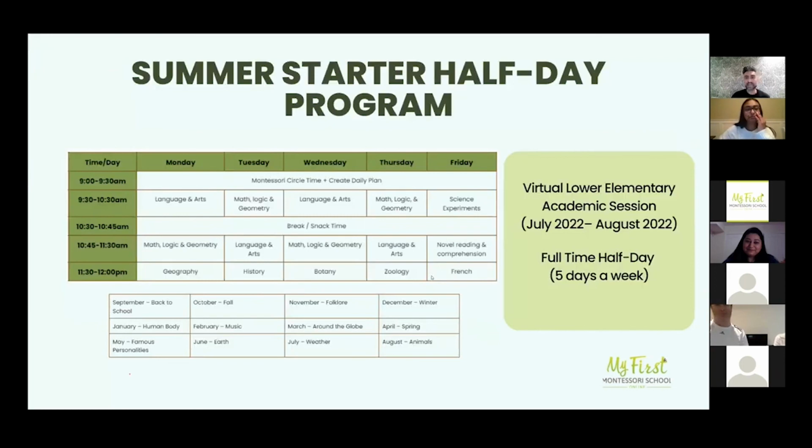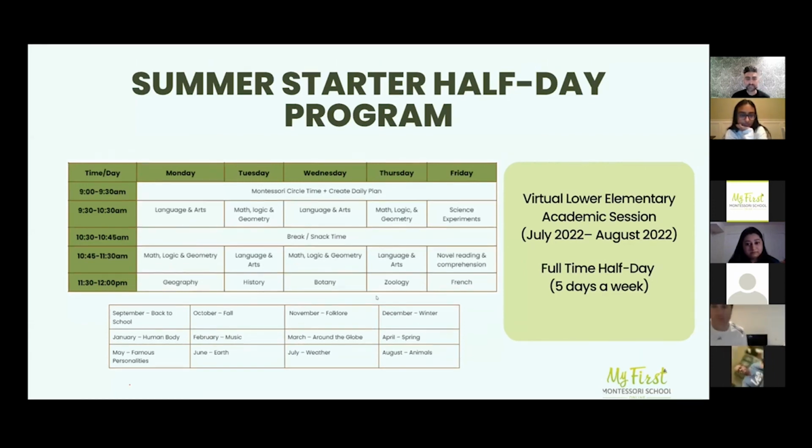So in terms of the scheduling, we have two parts. We have a summer starter program, which would be a half-day program. I know there's been a few families who've showed interest that they'd want a summer half-day program. And so this is what it would look like. It's really more focused on core academics. So you'd see the math, logic, geometry, language arts, history. And that would be a half day. That would run from 9 to 12. And then really would be July and August of 2022.